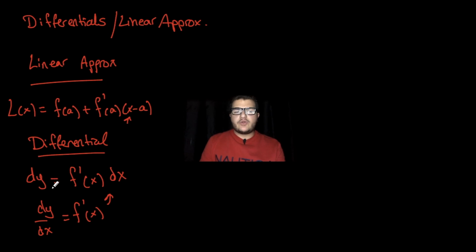So the differential, if you're asked to give a differential on the exam, you're going to take the derivative and add on d, whatever the variable is. In this case, the variable of the function was x, so it's dx. If it was t, then this would be dt. This is called a differential, so watch out for that.